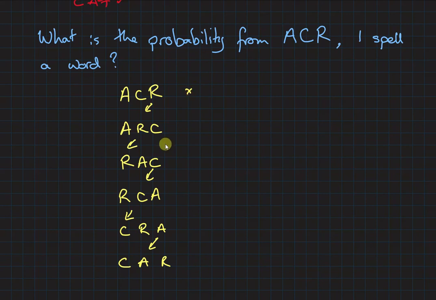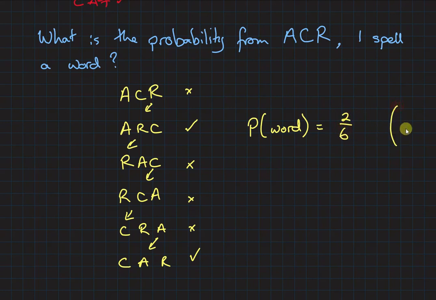How many of those are actual words? ACR? No, that's not a word. ARC? It is part of a circle, the circumference around the circle. RAC? Not a word, although it is the Royal Automobile Club in the UK. RCA? No, that's not a word, but it is the acronym for an old radio manufacturer who also used to make records. CRA? Not a word, but CAR is. So the probability of a word from the list of possible outcomes is 2 from 6, which you could simplify to be 1/3.